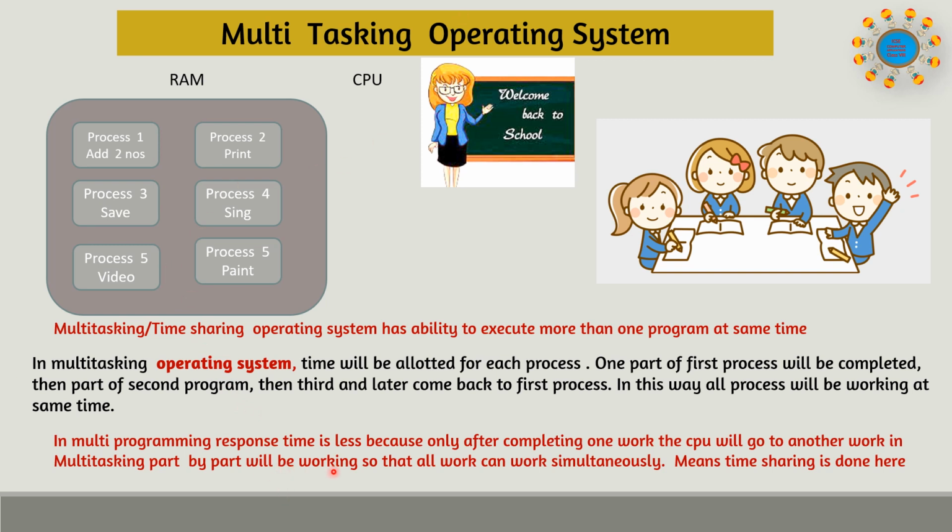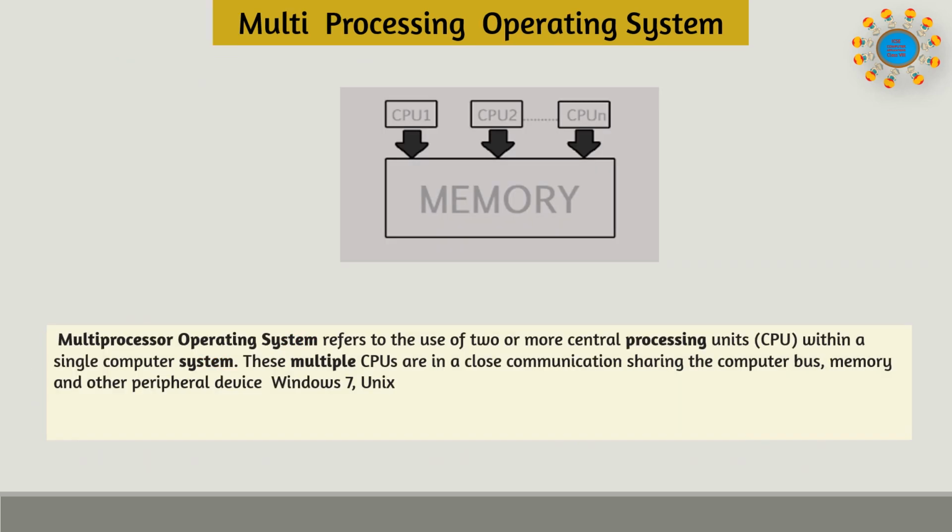So here we can see the response time. In multi-programming, the response time is less because only after completing one work will the CPU go to the second one. So the last one has to wait for more time. But in multitasking, part by part will be worked on so that all work will be done simultaneously. So this is the difference between multitasking and multi-programming. We can also call multitasking time sharing.